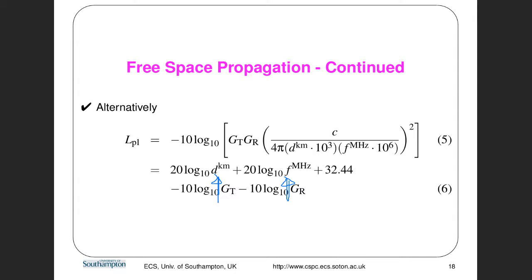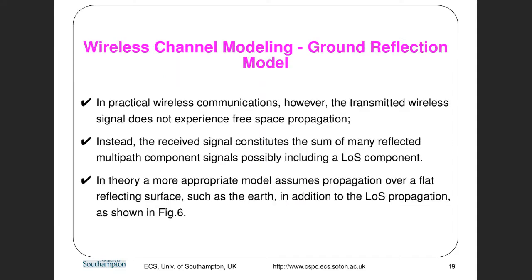So free space propagation is the first path loss, the level 1 channel modeling. The second method for path loss is the ground reflection model. We probably didn't get here in the morning.